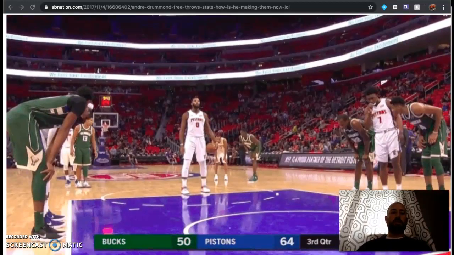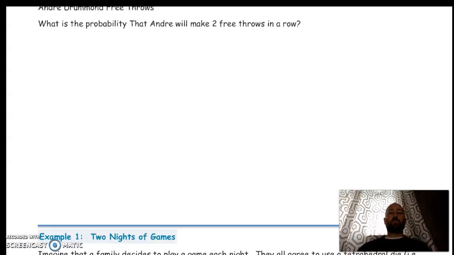Oh, there you go. He made one there. Okay. So we're going to look at that guy. His name is Andre Drummond, plays in the NBA. He is not great at free throws. So his probability of making is less likely than the probability of missing.